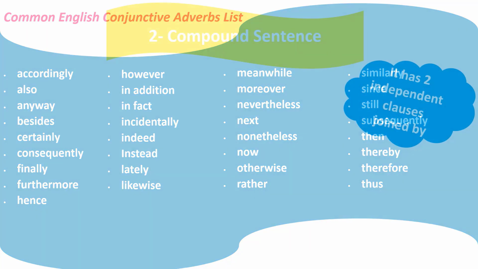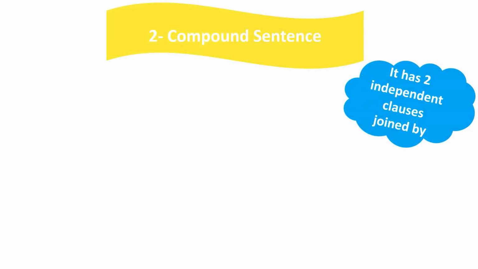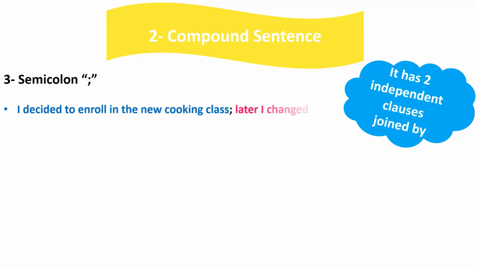The third and last way to make a compound sentence is simply through using the semicolon. It's a punctuation mark. We use it without any linking words. For example, I decided to enroll in the new cooking class; later I changed my mind. As you can see, no linking words, only the semicolon between the first independent clause, I decided to enroll in the new cooking class, and the second independent clause, later I changed my mind.